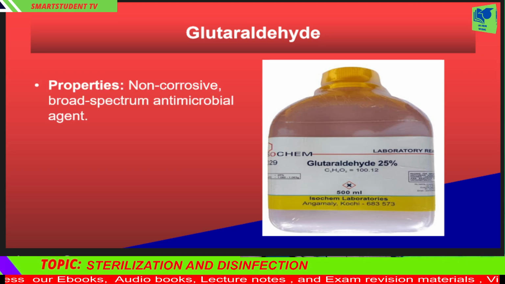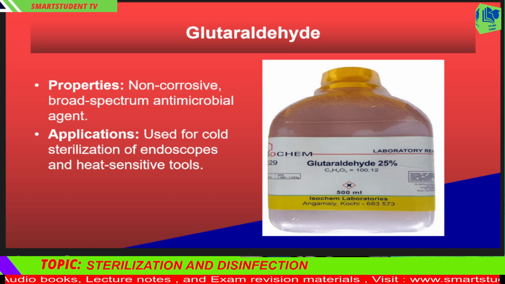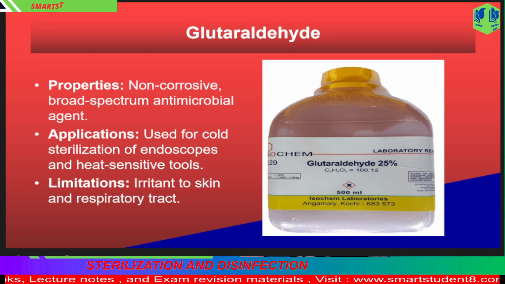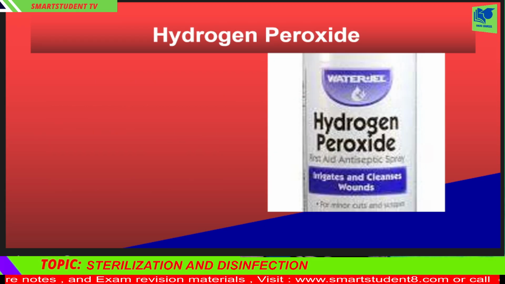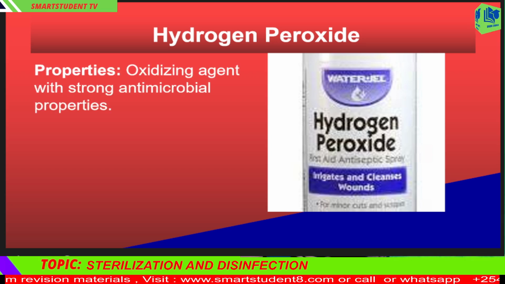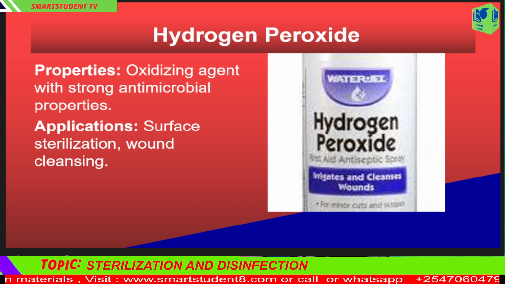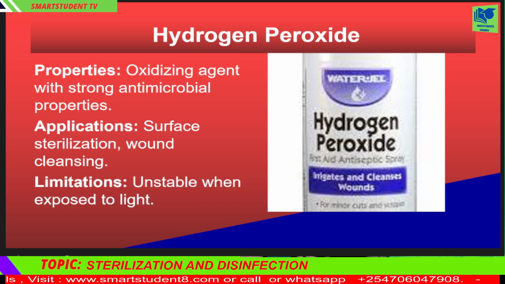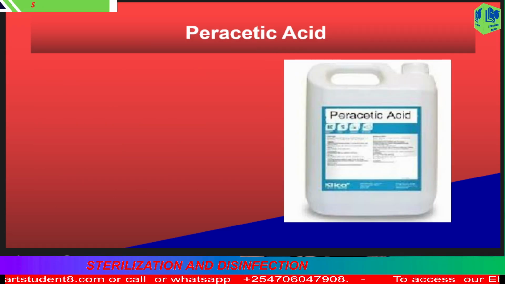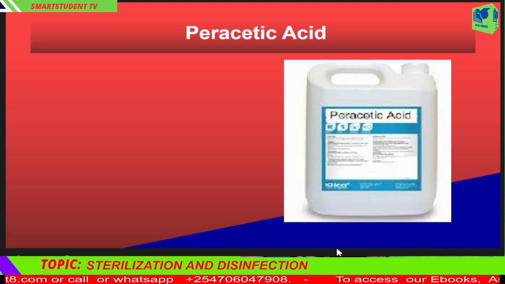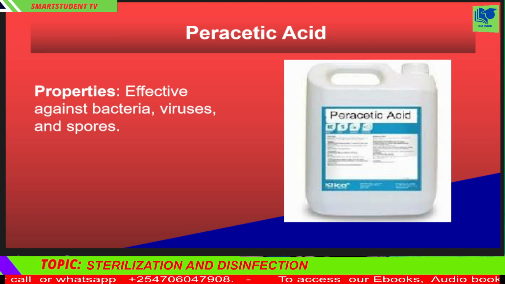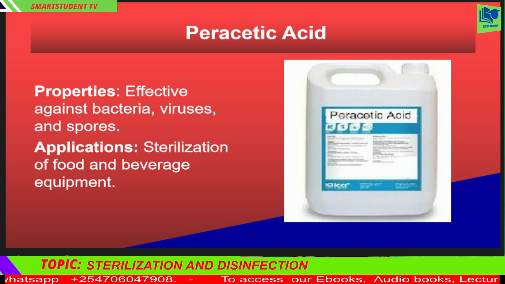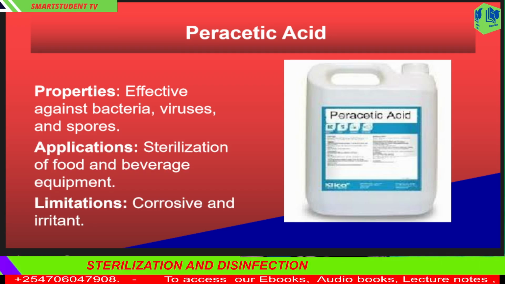3. Glutaraldehyde. Glutaraldehyde is non-corrosive and broad-spectrum. It is used for endoscopes and other heat-sensitive tools. It is, however, a skin irritant and poses respiratory hazards to users. 4. Hydrogen peroxide. Hydrogen peroxide is a powerful oxidizing agent. It is often used for wound cleaning and surface sterilization. However, hydrogen peroxide decomposes in light, so proper storage matters. 5. Peracetic acid. Peracetic acid is effective against spores, viruses, and bacteria. It is commonly used in the food industry. However, it is highly corrosive.